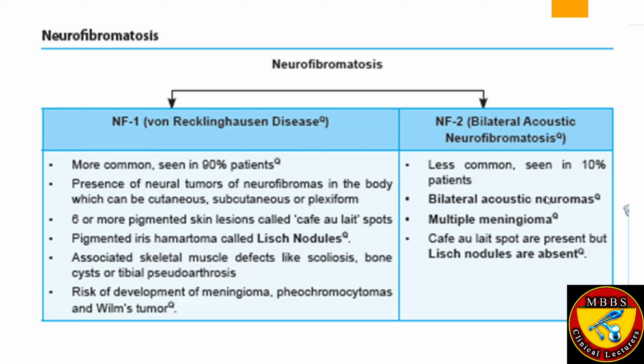In neurofibromatosis 2, which is less common and seen in usually less than 10% of the population, bilateral acoustic neuromas usually occur. Multiple meningiomas occur in the brain. Café-au-lait spots are present, but Lisch nodules are absent in this case.